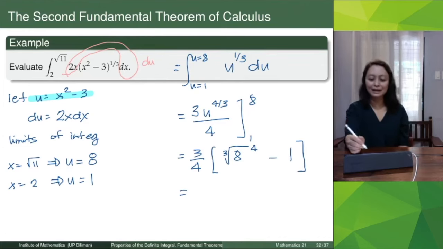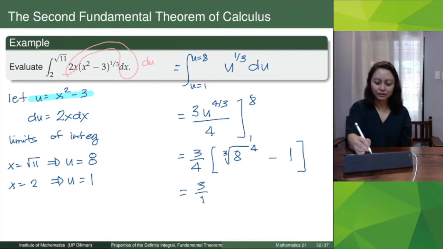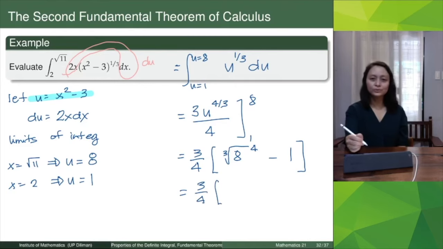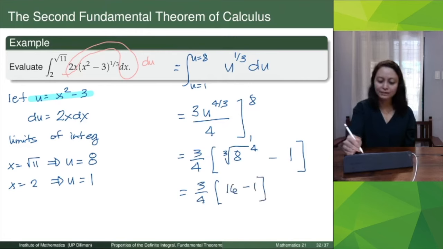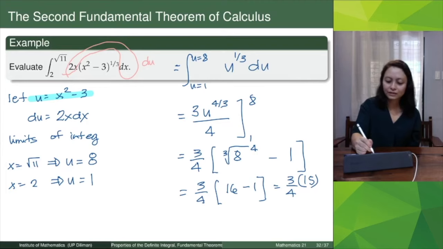Cube root ng 8 ay, so copyin muna natin to. Cube root ng 8 ay 2. 2 raised to 4 is 16. 16 minus 1 is 15. So you have 3/4 times 15. That's 45 over 4.